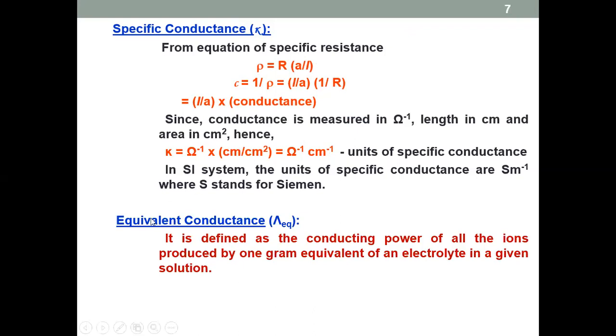All right. So what is equivalent conductance? Equivalent conductance is defined as the conducting power of all the ions produced by 1 gram equivalent of an electrolyte in a given solution. So basically, whatever the conductance is coming from, once 1 gram equivalent of that particular electrolyte is dissolved in the solution, that is your equivalent conductance.